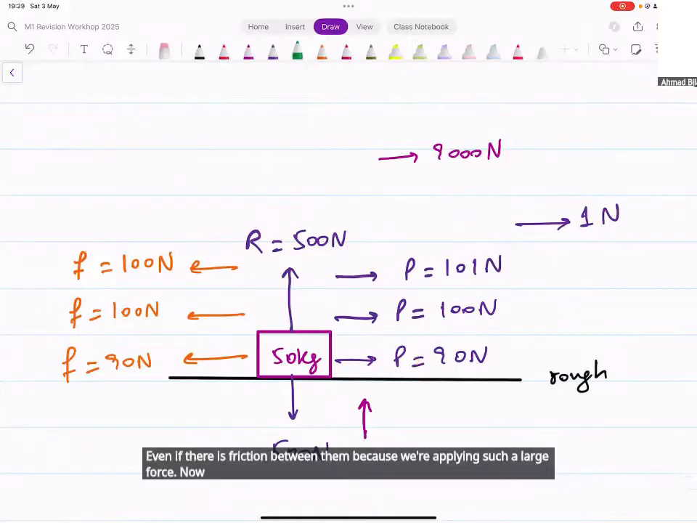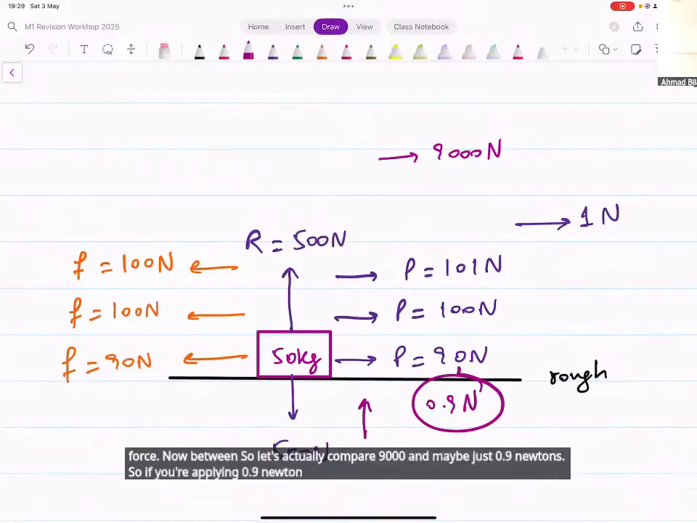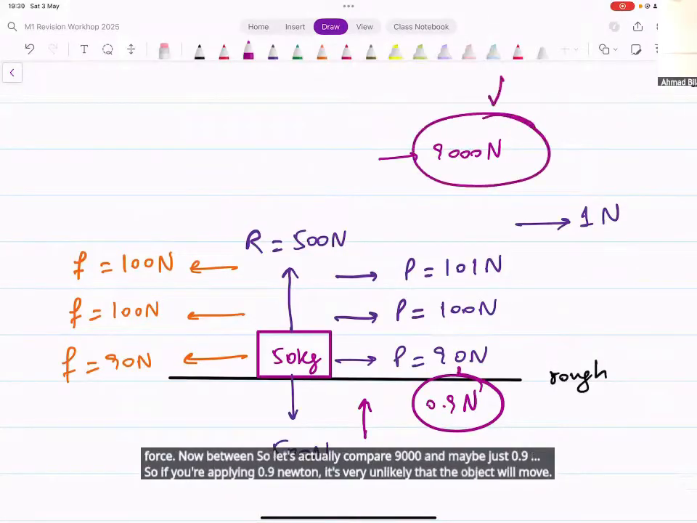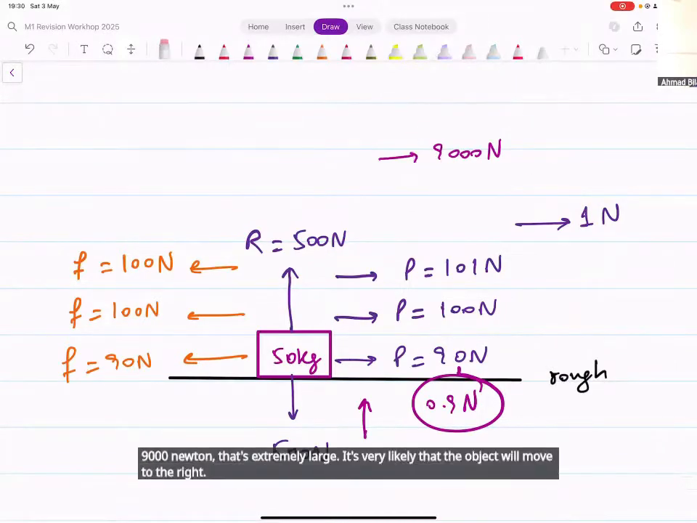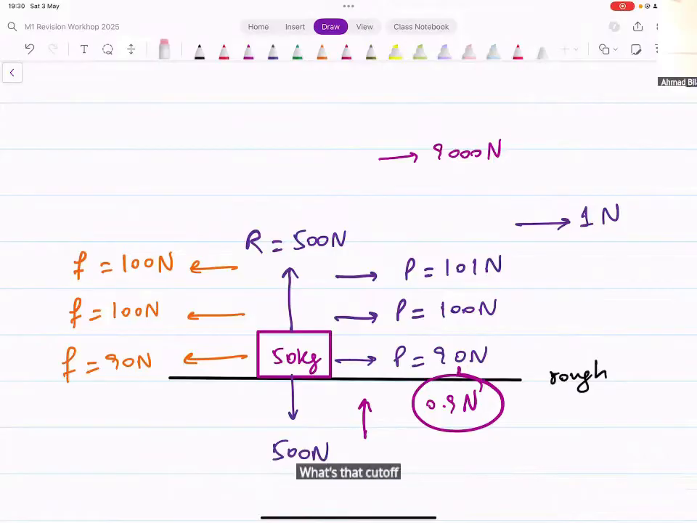So let's actually compare 9,000 and maybe just 0.9 Newton. So if you're applying 0.9 Newton, it's very unlikely that the object will move. 9,000 Newton, that's extremely large. It's very likely that the object will move to the right. What's that cutoff point at which the object starts moving? That is going to be somewhere between 0.9 and 9,000, right?